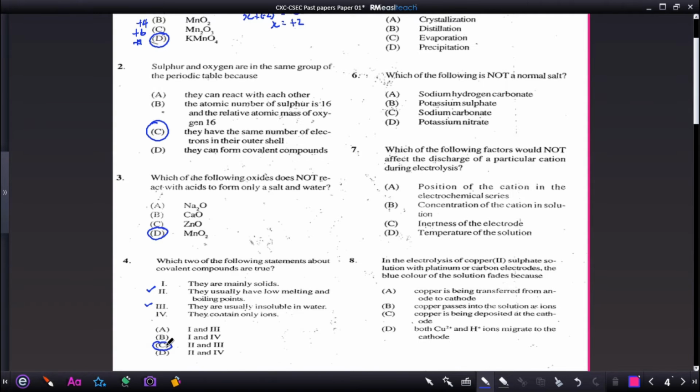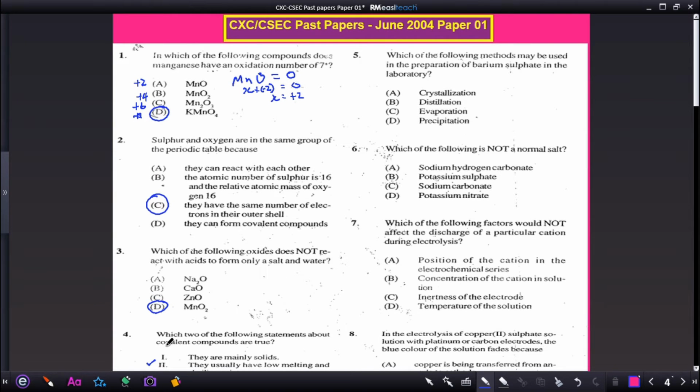Question 5. Which of the following methods may be used in the preparation of barium sulfate in the laboratory? And we all know that barium sulfate is extremely insoluble, and based on qualitative analysis, we know that precipitation would be the ideal method to obtain barium sulfate.